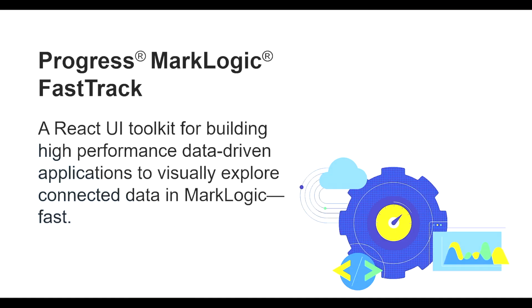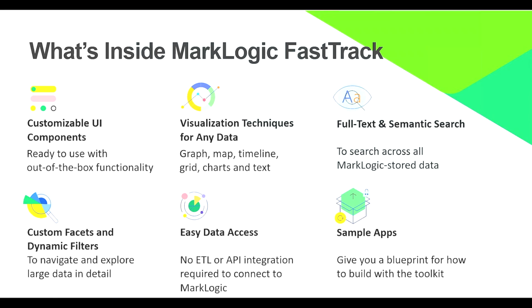So specifically, what is Fast Track? It's a React UI toolkit for building these applications. As I mentioned, it connects quickly to MarkLogic and leverages the data directly. What's inside? We have a number of components that we call widgets. We have custom facets, we have dynamic filters, we have a multitude of different graphs, and we offer full semantic search. What's great is all the widgets that you apply to your applications will remain synchronized.